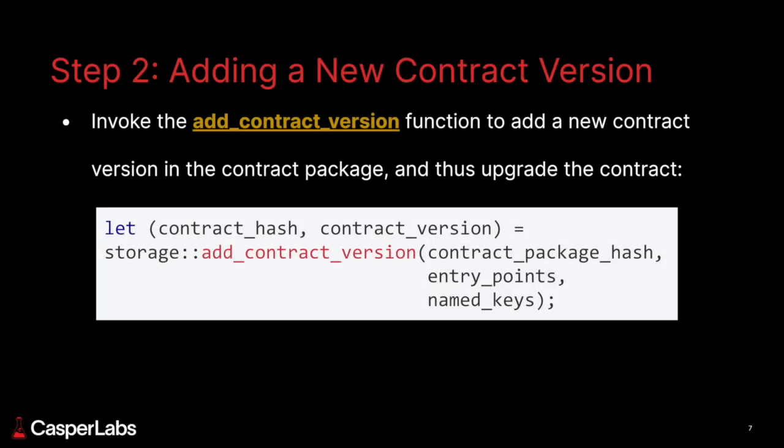To add a new contract version in the package, we will invoke the add contract version function and pass in the contract package hash, the entry points, and the named keys. Here are a few things to note.